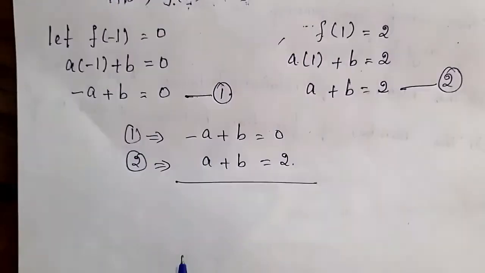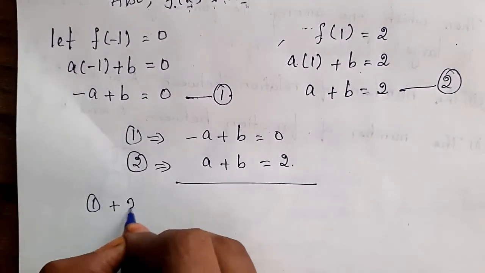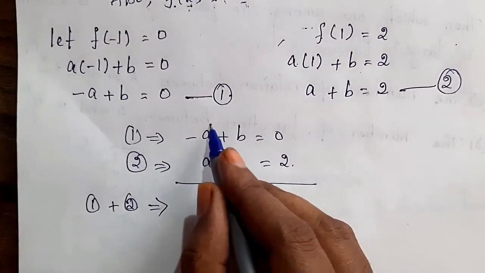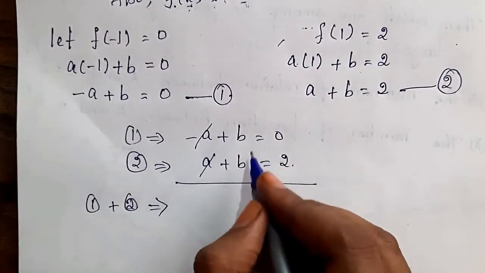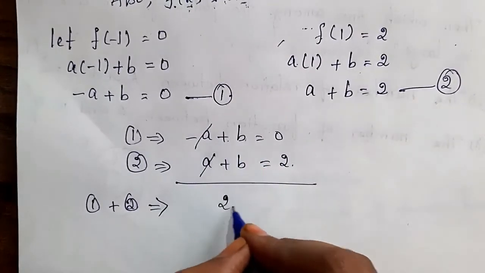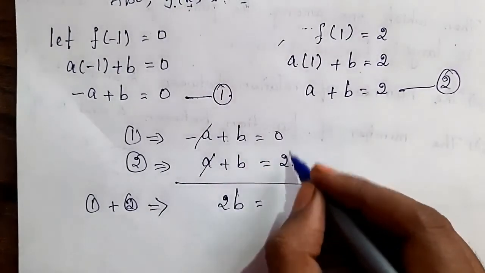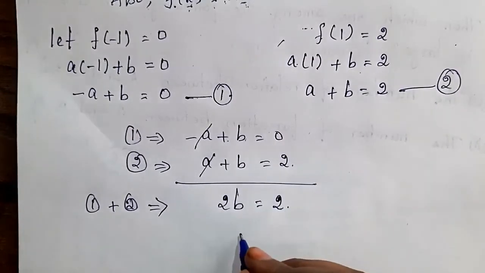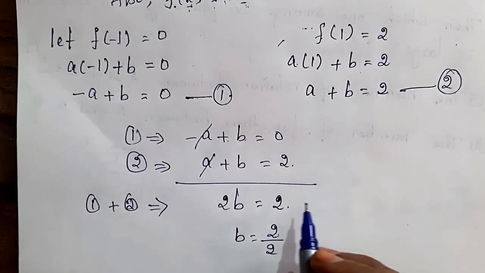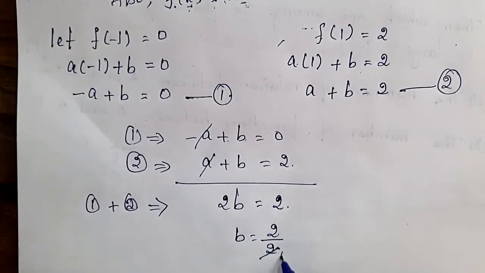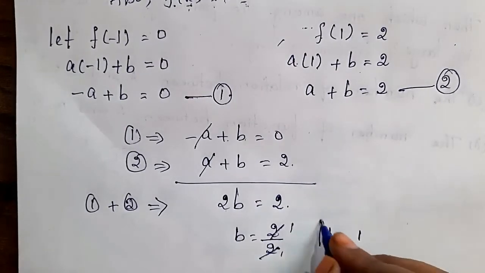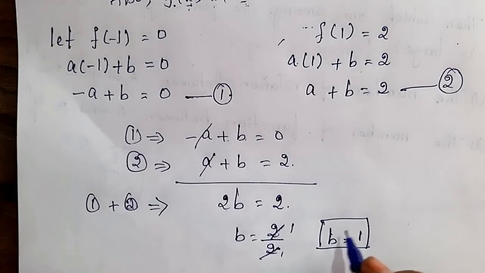So 1 plus 2, we are going to add. One is positive, the other negative, so a cancels. Then b plus b is 2b, equal to 0 plus 2, which is 2. So b equal to 2 by 2. Am I right? Then cancel it, and you got b equal to 1. So now you got b equal to 1.